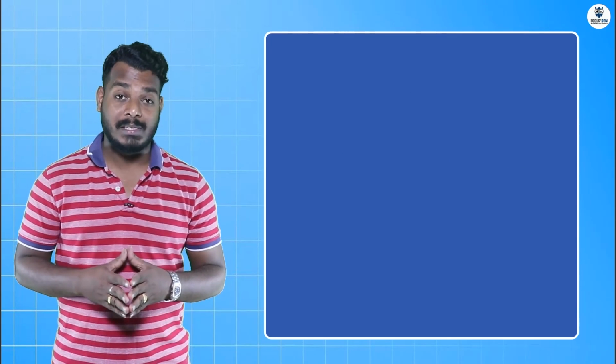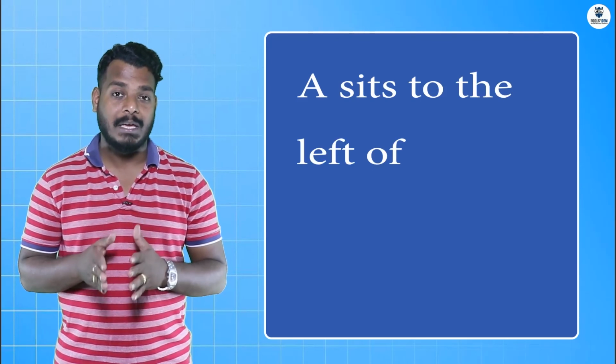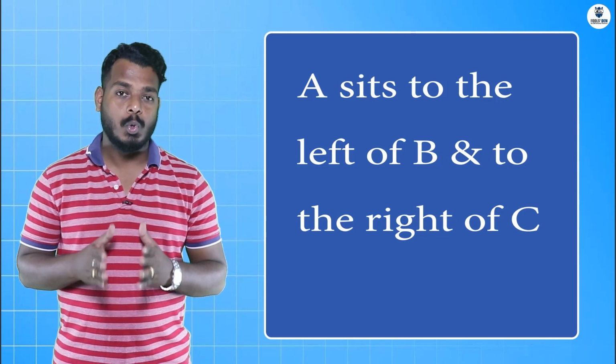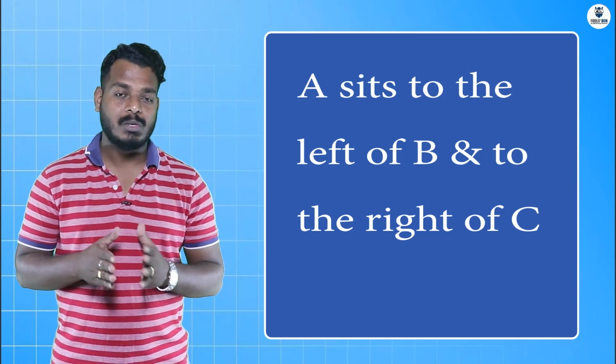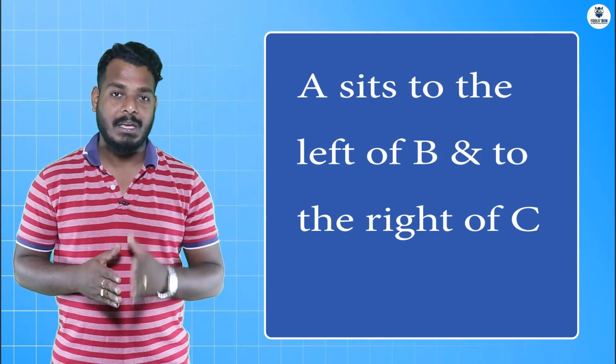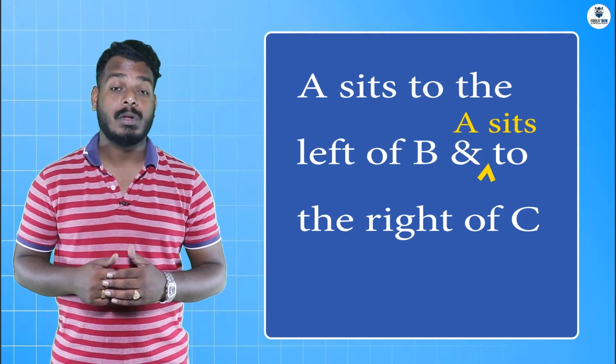Let's take another confusing statement. Say it is given that A sits to the left of B and to the right of C. Always remember to rephrase these statements into something like this. A sits to the left of B and the same person A sits to the right of C.